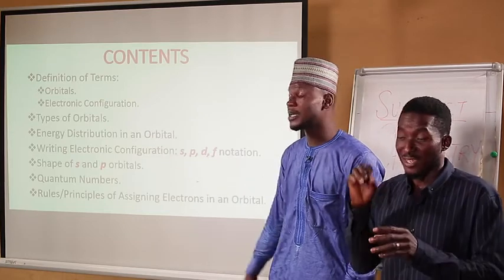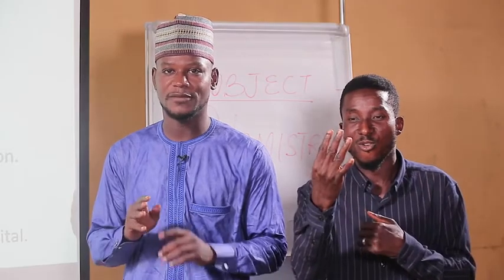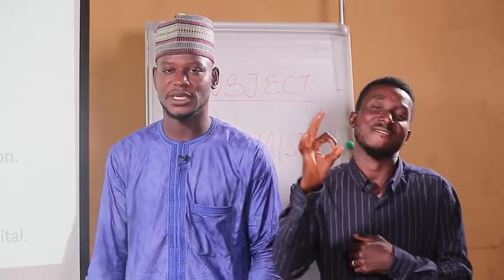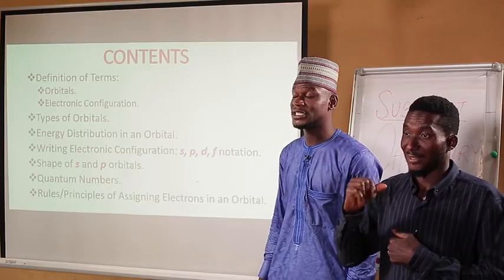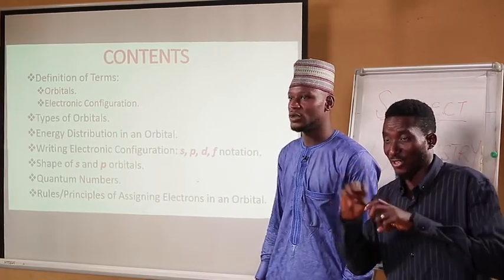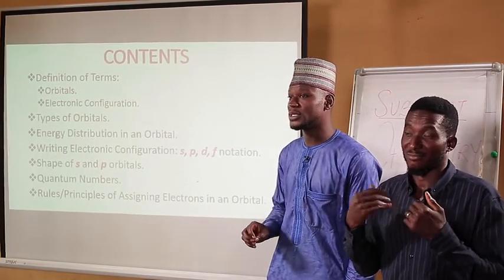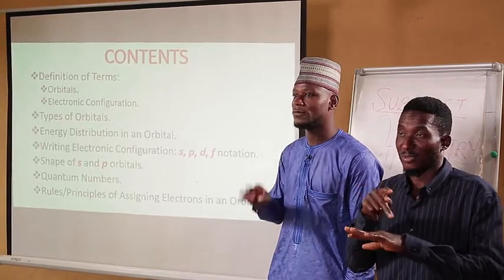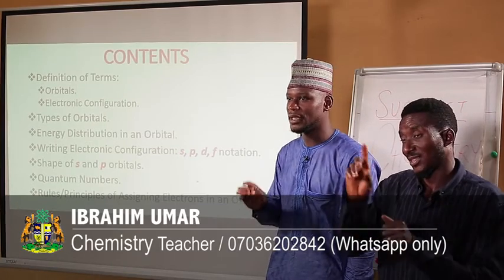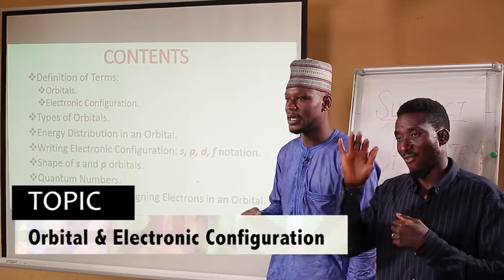Then he made mention that we have types of orbitals, which he categorically states are 4 types of orbitals. He said we have the s orbital, the p orbital, the d orbital, and the f orbital. The s orbital, also called the sharp orbital, can accommodate a maximum of 2 electrons. Then we have the p orbital, which is called the principal orbital, which can accommodate a maximum of 6 electrons. The d orbital, which is diffuse, can accommodate a maximum of 10 electrons, while the f, which is the fundamental, can accommodate a maximum of 14 electrons.